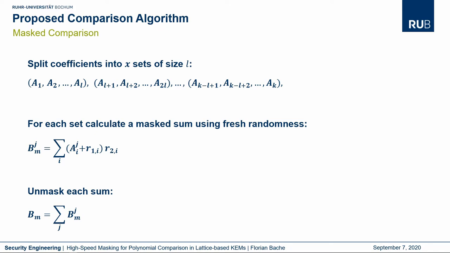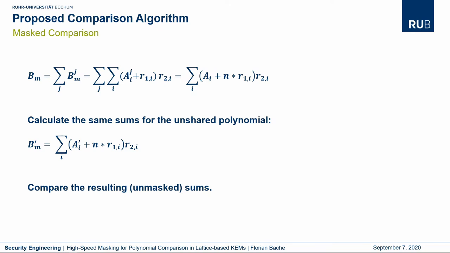After we calculated this shared sum, we can unmask it just using addition. And also not all arithmetic operations here are modulo q, but I left it out for readability. Then we can rewrite the sum b_m as the sum over a_i plus n times r1_i times r2_i. And as there are no shares in here, so this is a sum over the unshared coefficients, we can calculate the same sum for the unshared polynomial. So we have b_m and b_m prime. And the final step is just comparing these unshared sums.